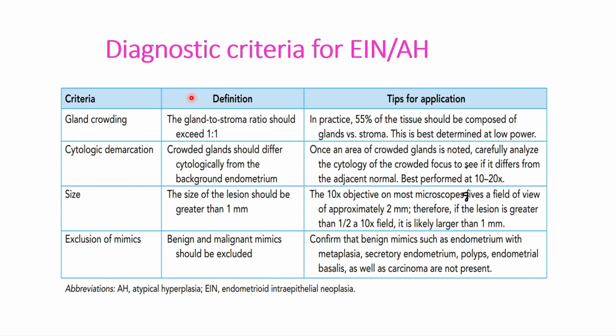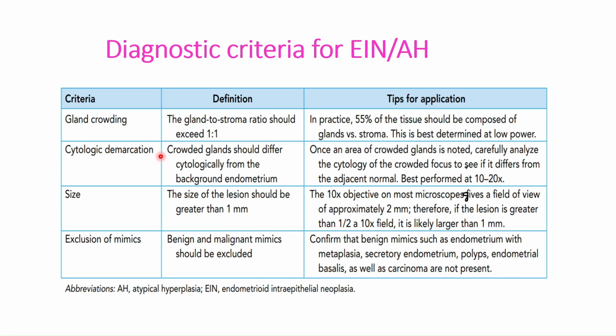So what are the diagnostic criteria for EIN or atypical hyperplasia? First is glandular crowding. The gland-to-stroma ratio should be 1:1 or more than 1. So how will you identify it? In practice, 55% of the tissue should be composed of glands versus stroma, ratio more than 1. This is best determined at low power, so always start with low power.